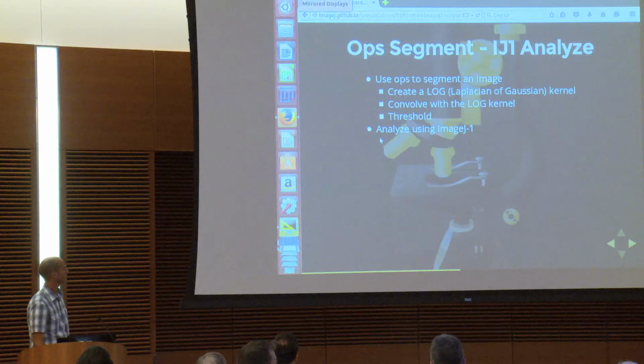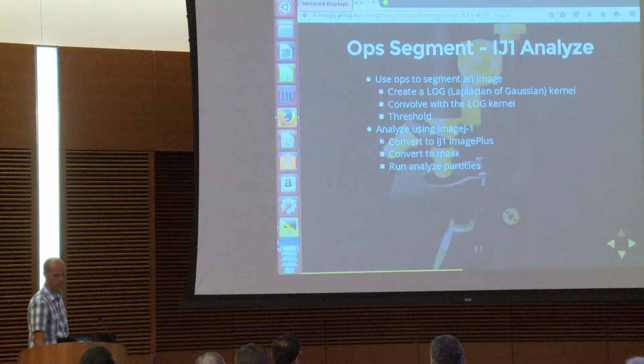So in this example, we're basically going to create a Laplacian of Gaussian kernel. It's a pretty traditional sort of segmentation routine. We convolve with that kernel, then we apply a threshold, and then we analyze using ImageJ1.